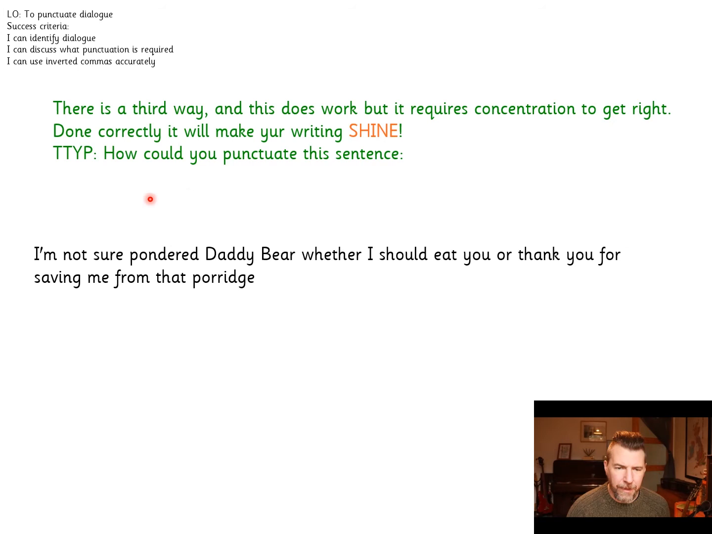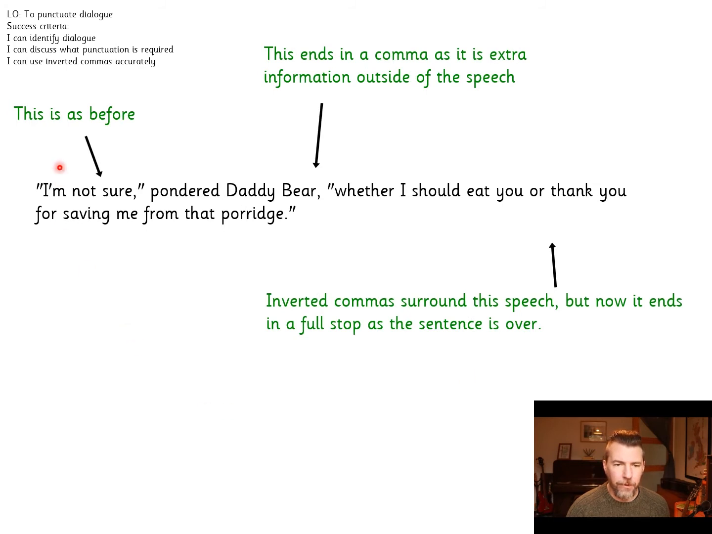Pondered Daddy Bear is in the middle of what Daddy Bear is saying. How are we going to do this? So this is just the same as we had before. Inverted commas, "I'm not sure," comma, inverted commas, pondered Daddy Bear. And then we've got another comma because the speech is continuing. Another inverted comma because we're starting to write what he actually said again. "whether I should eat you or thank you for saving me from that porridge." We've now got a full stop at the end before the inverted commas because that is the end of our sentence.